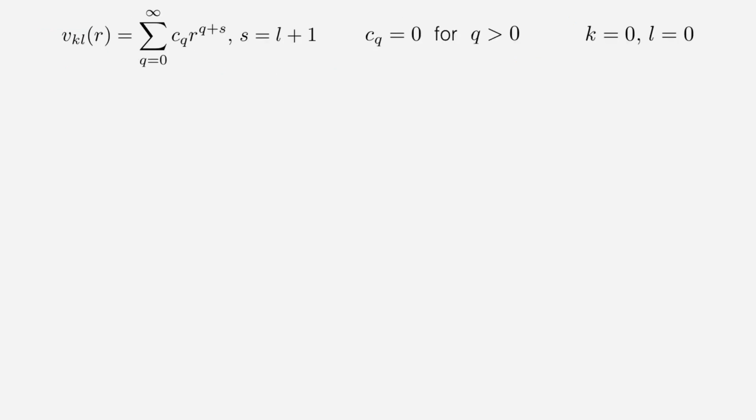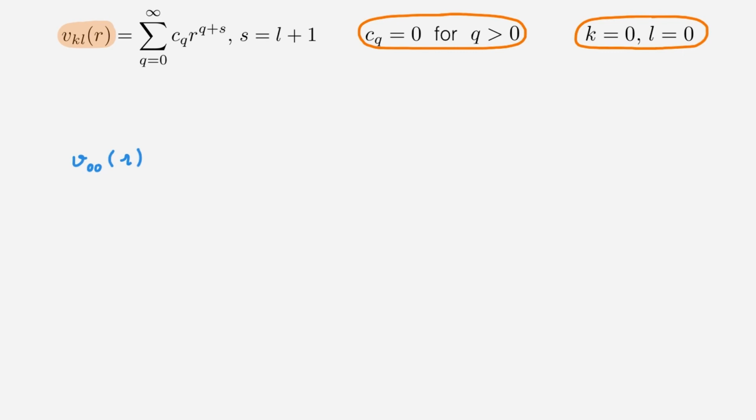The next step is to build v, for which we use this expression. As k and l are 0 for the ground state, we label v with the subindices 0, 0. Next, as we've just established that all expansion coefficients are 0 apart from the first one that corresponds to q equals 0, then this sum has a single term, which leads to this expression. Finally, as s is equal to l plus 1, but l is 0, then the power of r is simply 1. And this means that we get that v00 is equal to C0 times r.